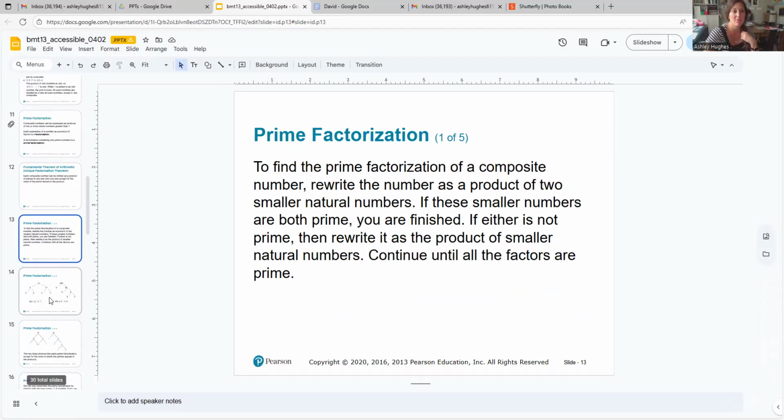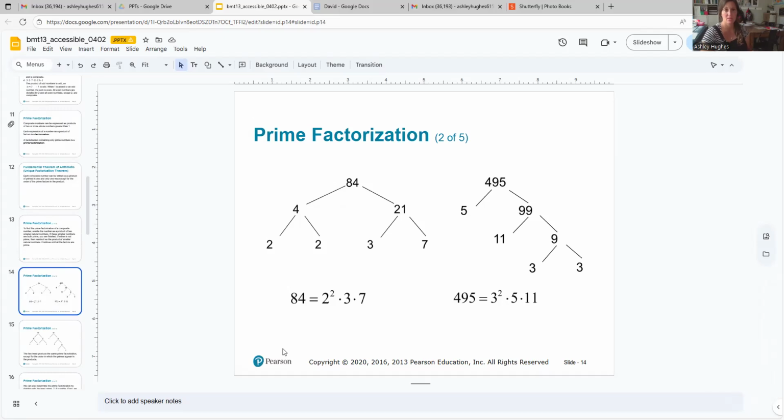So we're going to talk about how to find prime factorization. You might have done this in some high school level math. This is called a factor tree. To do this, you keep factoring the numbers until you get only prime numbers. And then you can write out this number as a product of its prime numbers. That's called prime factorization. Now, just so you know, this is not the only tree to draw for 84.